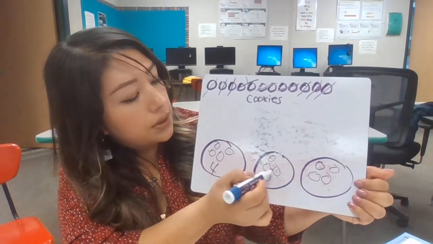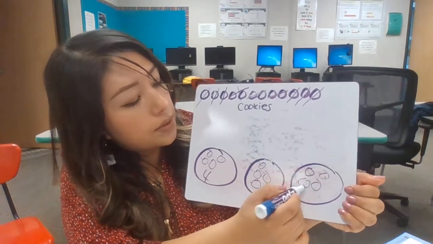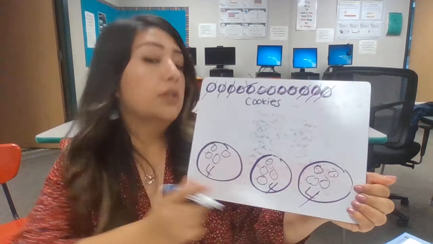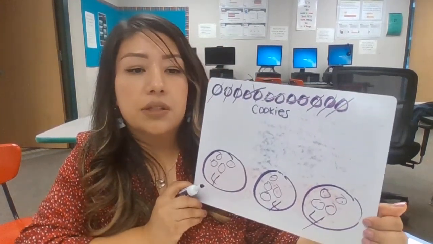Next, 1, 2, 3, 4. This child has 4. 1, 2, 3, 4. This child has 4. So that means that each child gets 4 cookies.